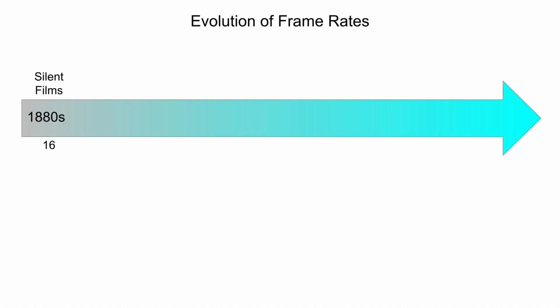So in the 1880s, the late 1800s, when silent films were commonplace, 16 frames per second was more or less the standard. The way your eye works, somewhere around 11 or 12 frames per second, you stop seeing individual still pictures and you begin to see continuous movement. It's an optical illusion, of course, but it's reality.